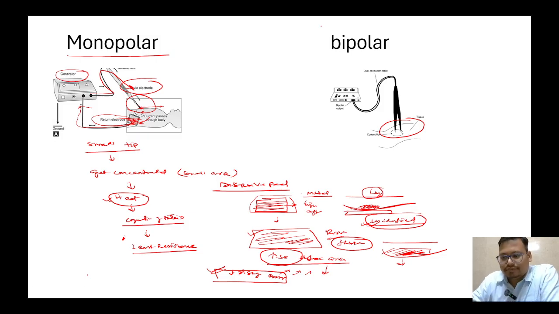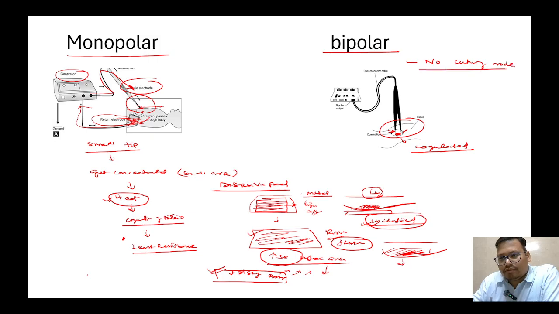Coming to bipolar. Bipolar has two tips. This is one tip and this is another tip. The tissue grasped between them will get coagulated. The disadvantage of bipolar is that there is no cutting mode.